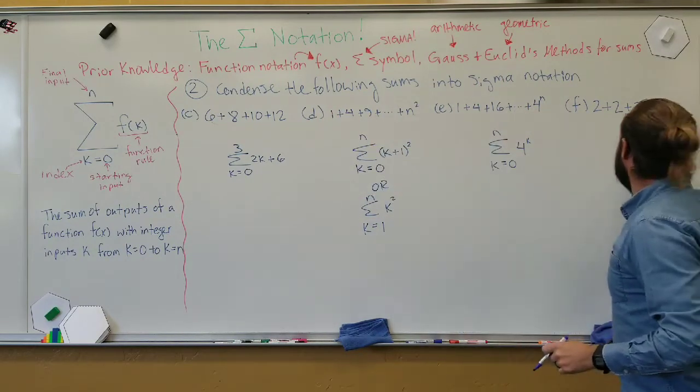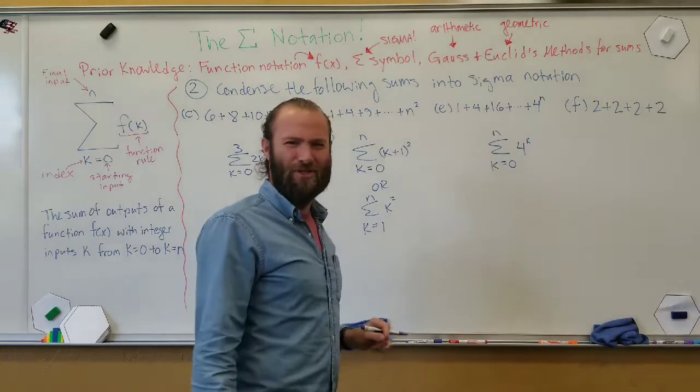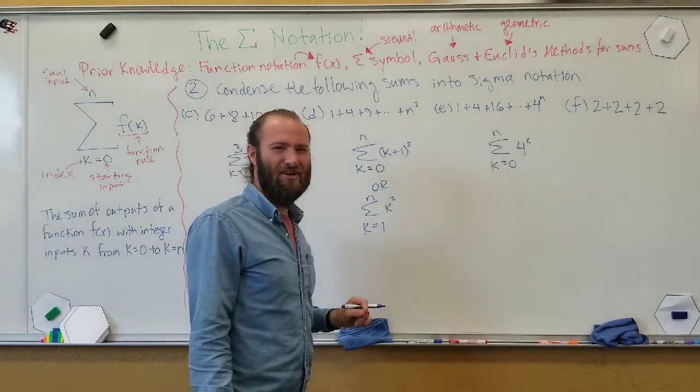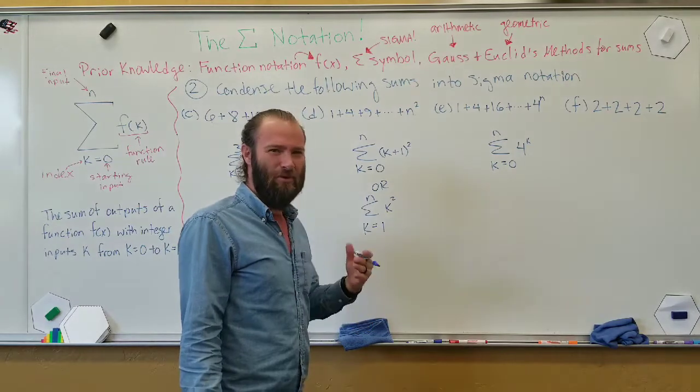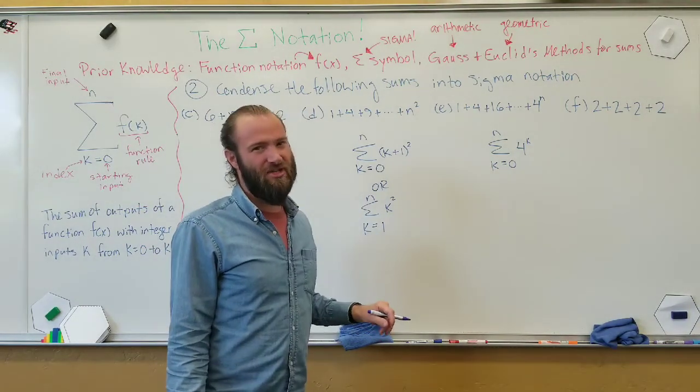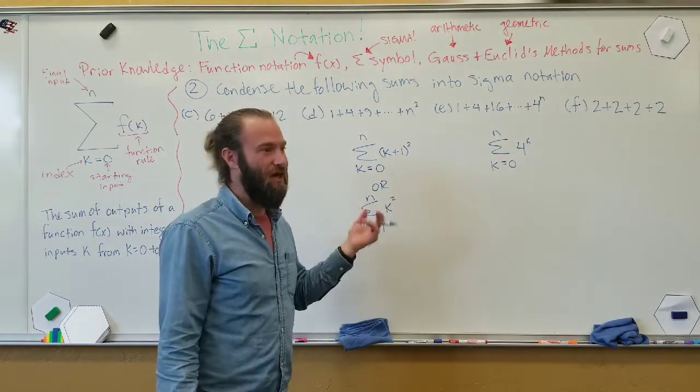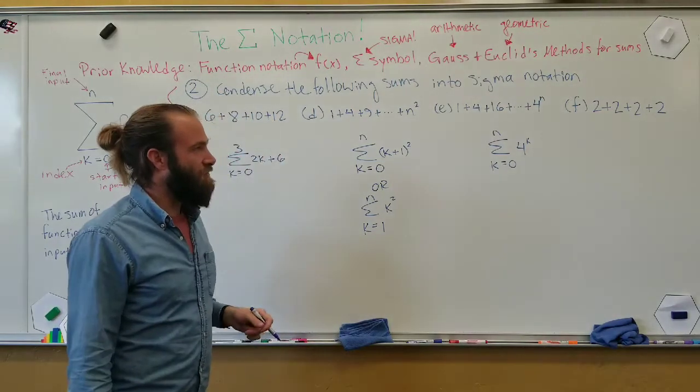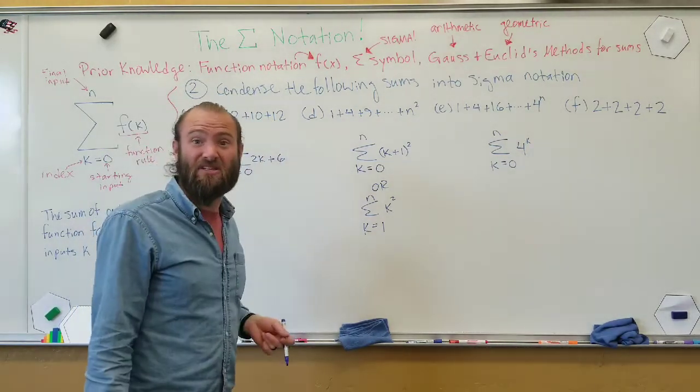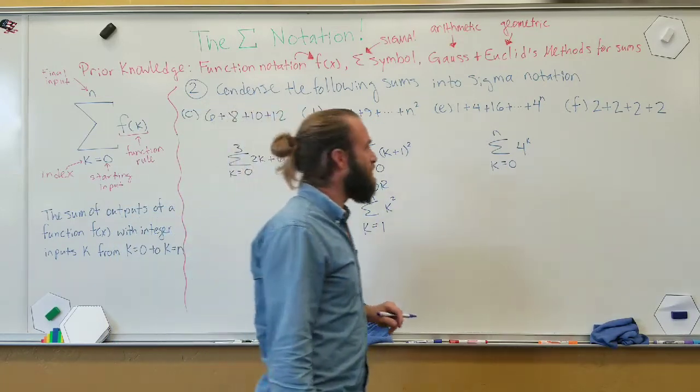And then the last one, this one seems a little weird. 2 plus 2 plus 2 plus 2. It's just adding 2's together. Well, what function is it whose outputs are always 2? It's easier than it seems, maybe. Maybe you got it quick. But the function is just f of x equals 2, right? Or f of n equals 2.